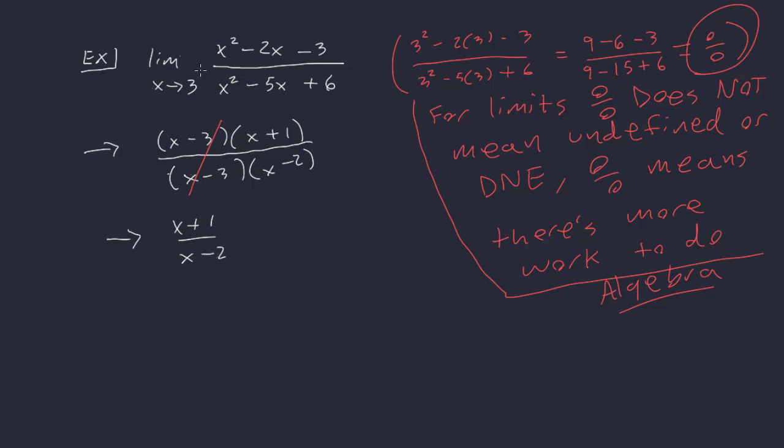And now we should be able to plug in the 3 without a problem, because that division by 0 should be gone now. Right? So we should get 3 plus 1 over 3 minus 2. And now we could put in equals, but I'm just going to keep it strung together with arrows. This will be 4 over 1, which is 4. And down here you can do equals if you like. But there we go. The limit of this guy is 4.